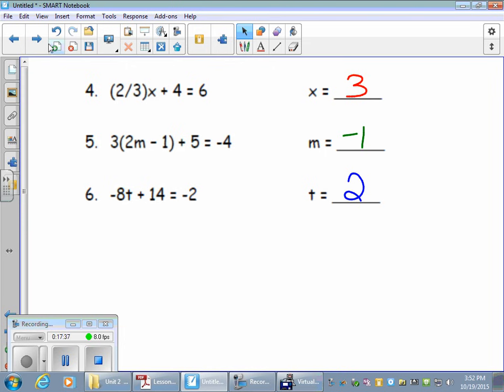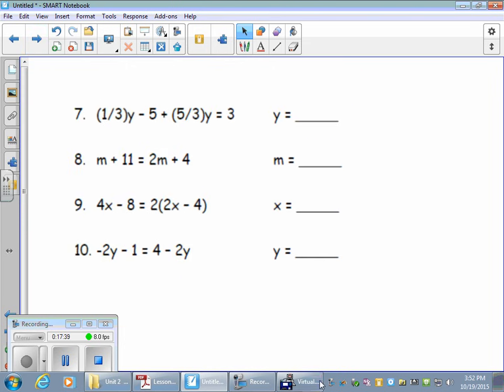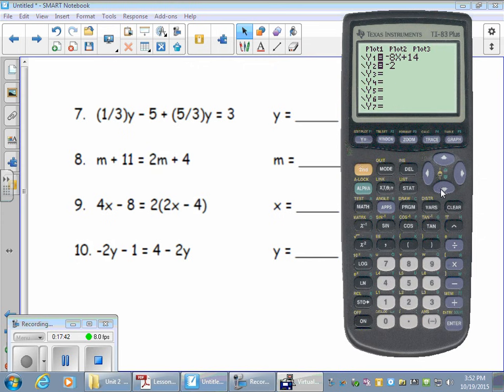Pretty easy. It does get a little harder. So let's look at number 7. Back to y equals. Clear out what we had. And here we go. Parentheses 1 divided by 3 closed parentheses. That's 1/3 x minus 5. Plus parentheses 5/3 in parentheses x. Now, if you wanted to, you could go ahead and combine those like terms yourself and type it in after that. But the calculator will do that for me, so why don't we just let it?